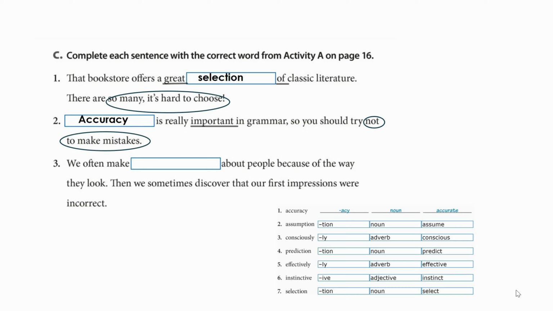Number 3, we often make ___ about people because of the way they look. Then we sometimes discover that our first impressions were incorrect. We have "make" here, which is a verb, so we're looking for an object, which usually would be a noun. So what kind of noun are we looking for? We're looking for a noun that goes with this statement here. So obviously, to make an impression, we have to have assumptions. So the answer is assumptions. So we often make assumptions about people because of the way they look. Then we sometimes discover that our first impressions were incorrect.